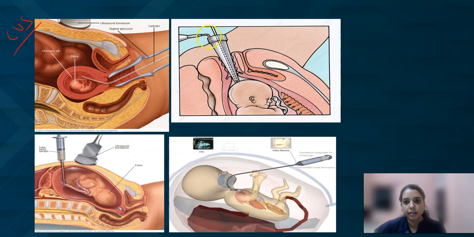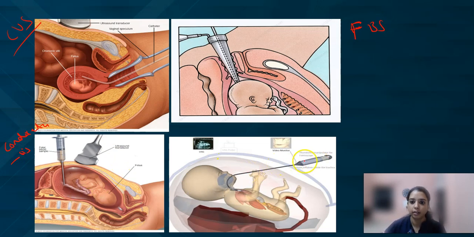Here a scope is introduced into the fetal skull and you are introducing a catheter. What is this? It is fetal blood sampling, using a scope. When there is ultrasound and you are inserting a needle into the cord, it is chordocentesis. You do chordocentesis in case of Rh incompatibility.